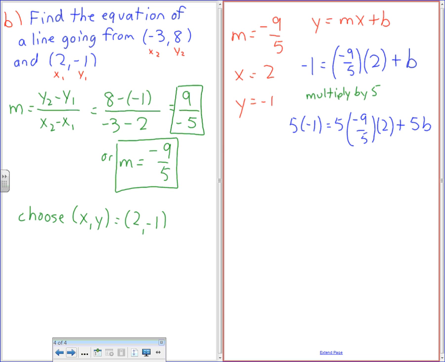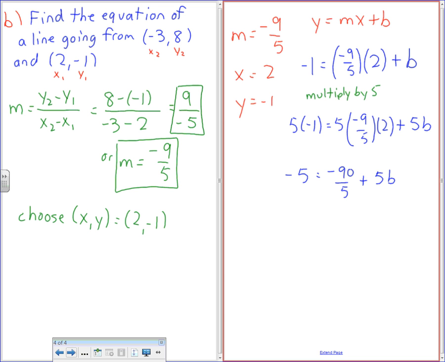Melissa, can you share with the class why you might have done that? Because then you will have no fraction. Okay. You will at the very end, but that will work beautifully too. I'm going to be the human calculator for you. This is going to be -5 equals 5 times 9 is 45 times 2 is 90. That's -90 over 5 plus 5b.